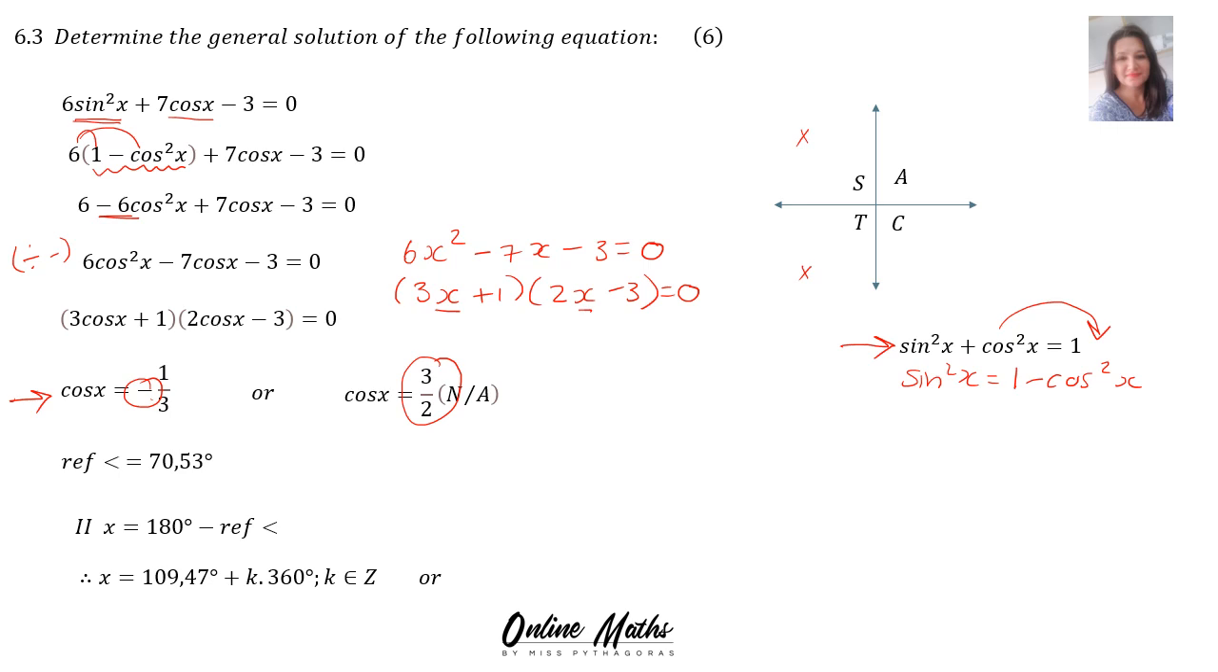Or cos is also negative in the third quadrant. So x is 180 plus the reference angle, which is x equals 250,53 plus k times 360, k element of Z. And then where are the marks? The identity, the standard form, the factors, both solutions for cos x, the answer 109, the answer 250, plus k times 360, k element of Z. That's also worth a mark for you.